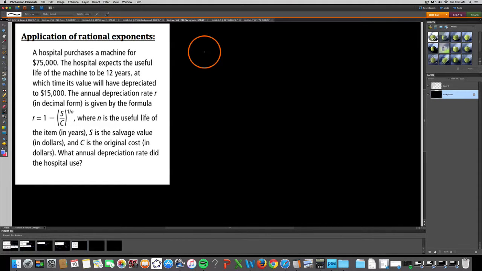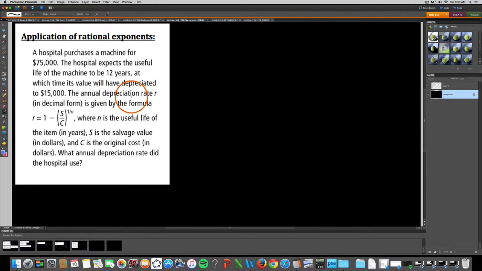Okay, YouTube, in this video we're going to work with an application of rational exponents. So let's go ahead and take a look at what we have here. It says a hospital purchases a machine for $75,000. The hospital expects the useful life of the machine to be 12 years, at which time its value will have depreciated to be this value instead. So it'll only be worth, it looks like, a fifth of the original price.